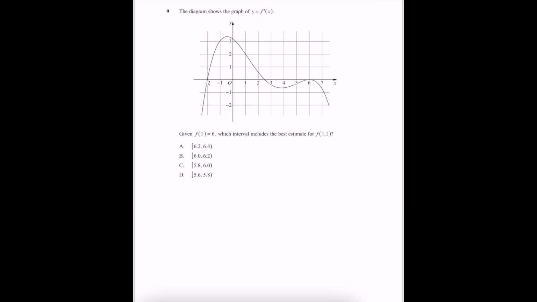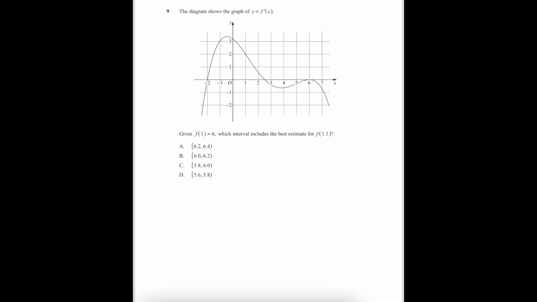Question 9 says the diagram shows the graph of y equals f dash of x. So this graph here is our gradient function, because f dash of x is the gradient function of f of x. And then we have some more information saying given f of 1 equals 6, which interval includes the best estimate of f of 1.1?